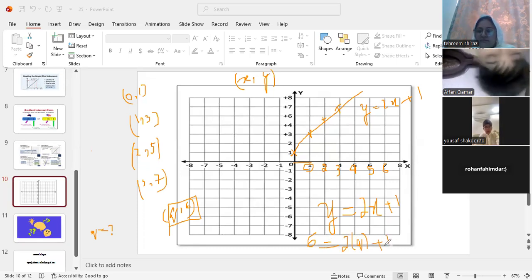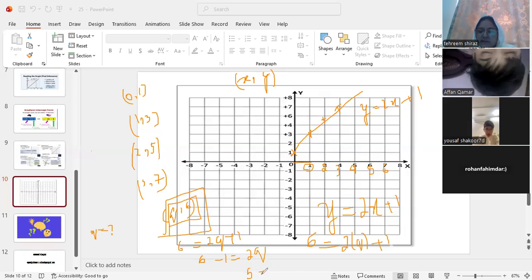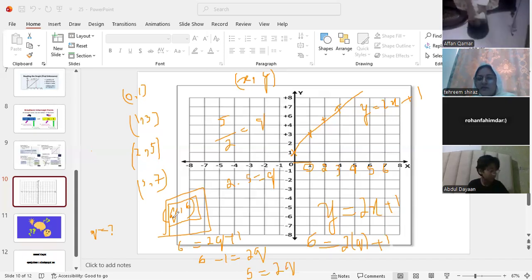Is this clear to everyone? Here in this plotting point, the value of X is Q and the value of Y is 6. Now, 6 equals 2Q plus 1. What I will do, 6 minus 1 equals 2Q. 5 equals 2Q. Now, 5 divided by 2 equals Q. The answer will be 2.5 equals Q. It means that if the value of Y is 6, the value of Q will be 2.5.